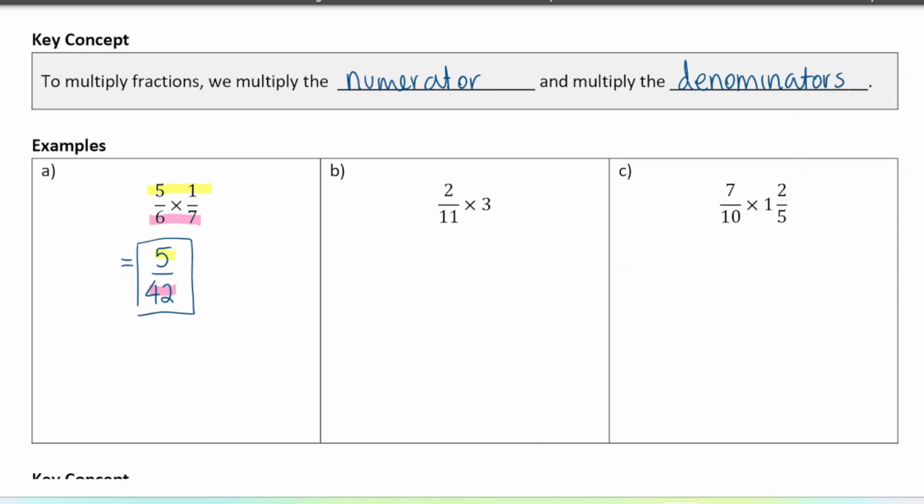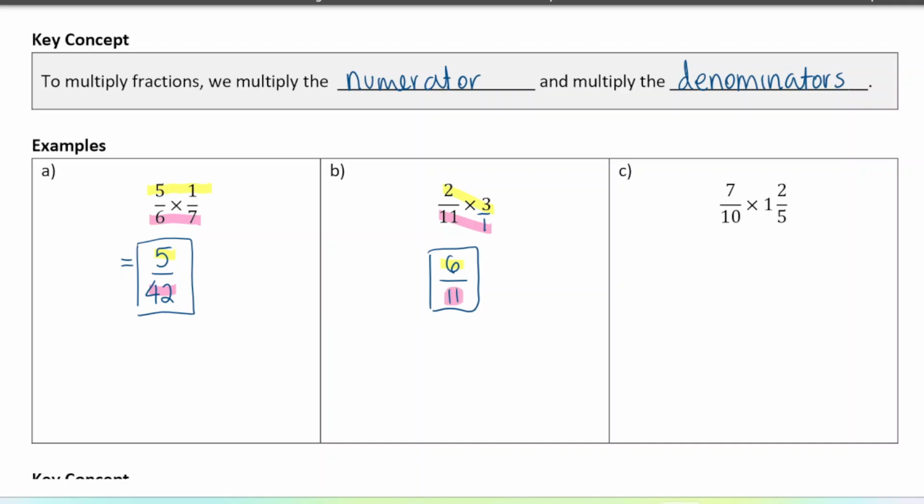Okay, let's try another one. This time we have a whole number, but the rule doesn't change. So any whole number can be written as a fraction. It's just simply out of 1. So this time again, we're going to multiply the numerators together, 2 times 3, and we're going to multiply the denominators together, 11 times 1. So we'll get 6 out of 11.